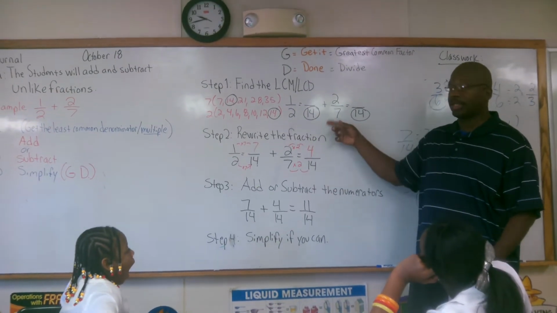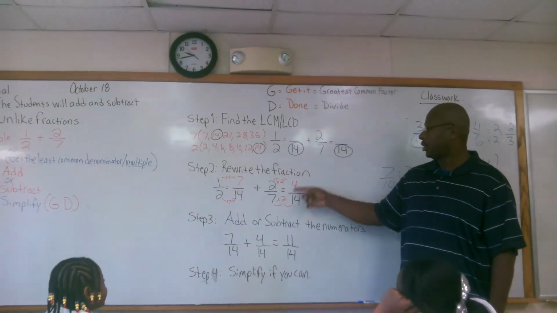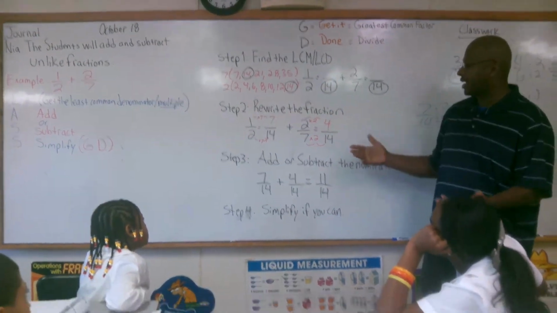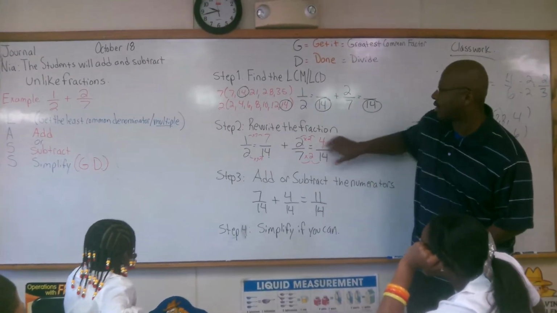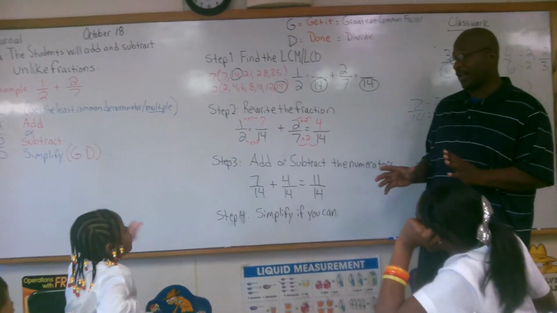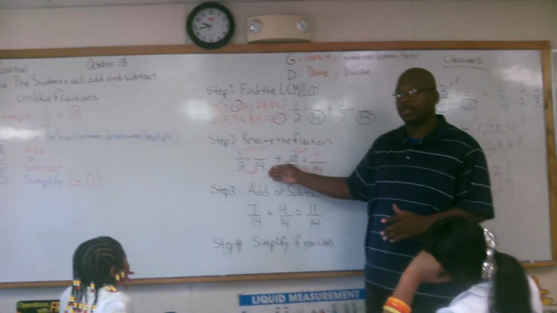2 over 7, well, 7 times 2 is 14. And again, remember, 14 is my least common multiple. So 2 times 2 is 4. So I rewrote the fraction. Got it now. Now they're like fractions. They're not the same, but they're like fractions because the bottom is the same. Right? Yes.